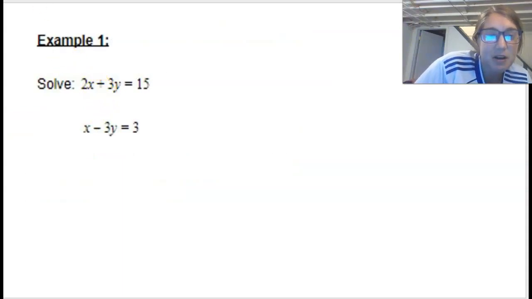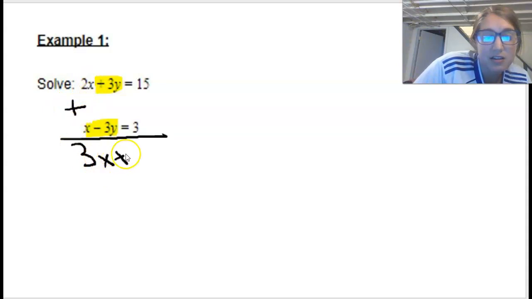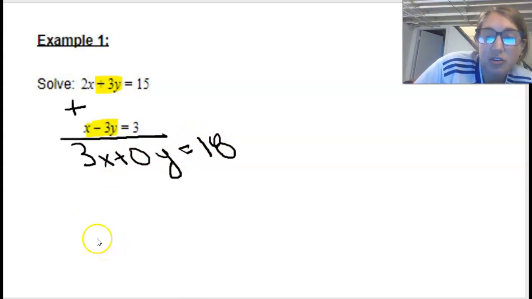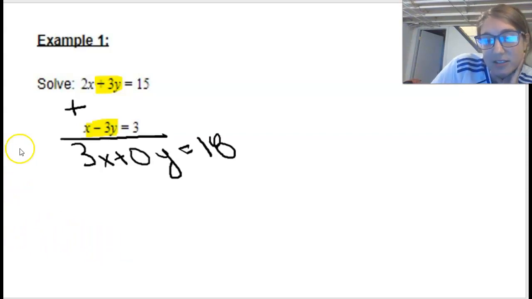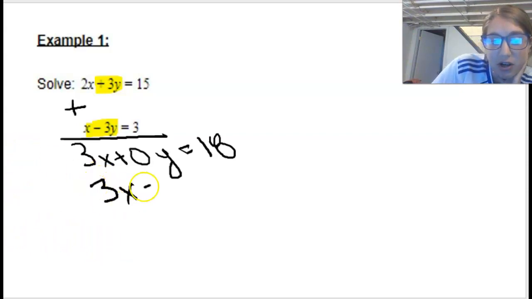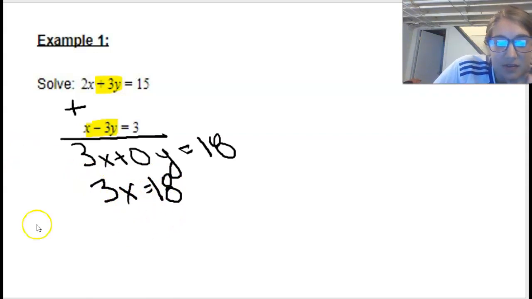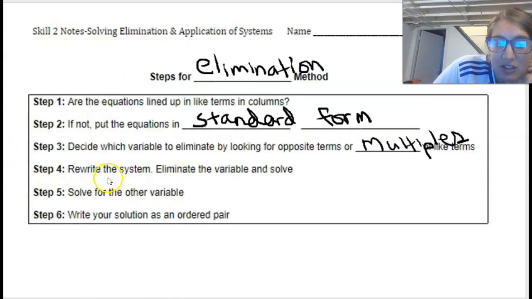So I see that my positive 3y and my negative 3y are opposite terms. I eliminate those. I add down: 2x plus x is 3x, plus 0y, equals 18. Notice I eliminated my y. That's why we call this elimination, because my y is a 0, so 0y, I have no y's. So I just rewrote the system, eliminated the variable, and now solve.